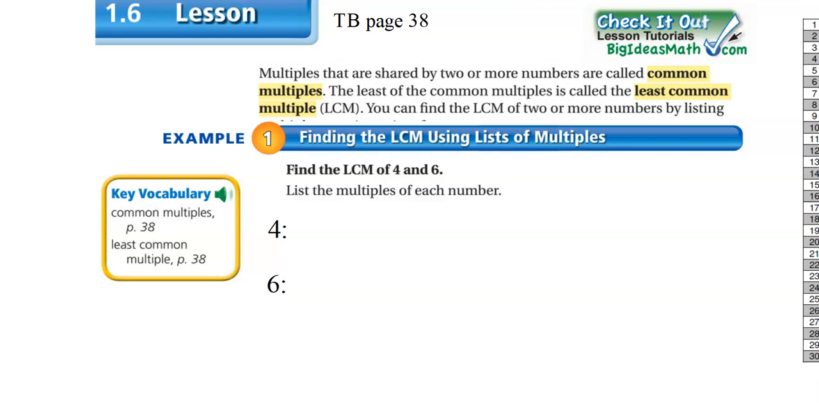All right, so here we go. This is from the textbook. You can see this is on page 38. The idea is I'm going to ask you to find the least common multiple of 4 and 6. The reason I would do that is this.